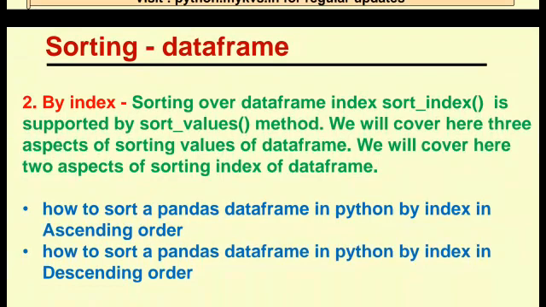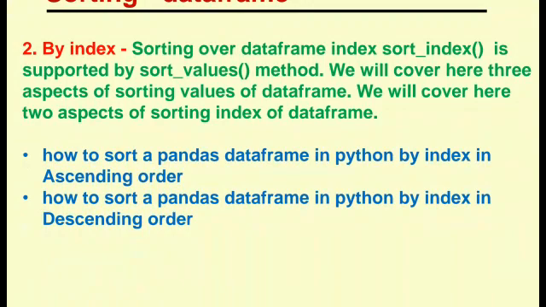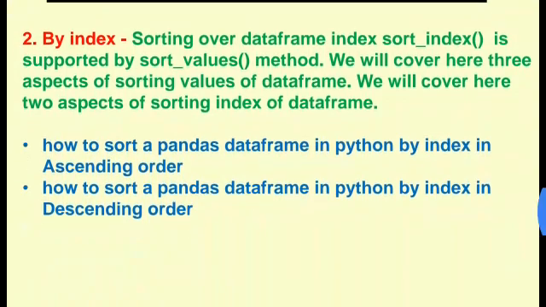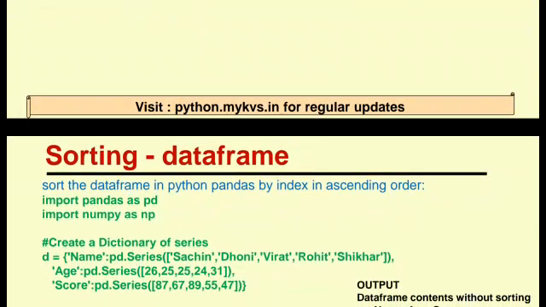Now first point is how to sort a pandas data frame in Python by index in ascending order. And second point is how to sort a pandas data frame in Python by index in descending order. We know ascending and descending order, we worked earlier with both of them, and we got the output also. Now we will use pandas data frame for ascending order and descending order. Now sort the data frame in Python pandas by index in ascending order.